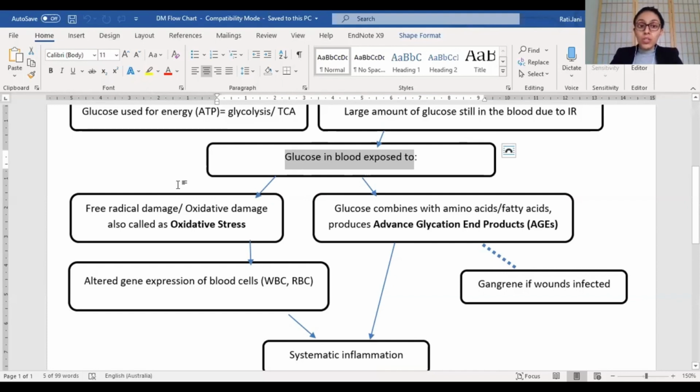All right, so this is what happens. You have these free glucose molecules in the blood, an excessive amount of it. Okay, this is not a healthy amount. This much should not be there in your blood. But when you have large amounts of glucose molecules randomly floating in your blood, they will react with oxygen in your blood, and this will result in free radical damage, which is called oxidative stress. Okay, that is one thing. The second thing that will happen: this excessive amount of glucose in your blood will start combining with amino acid molecules and fatty acid molecules.